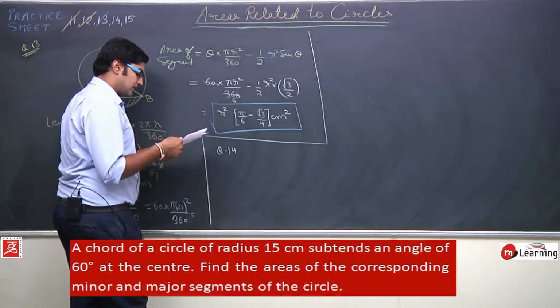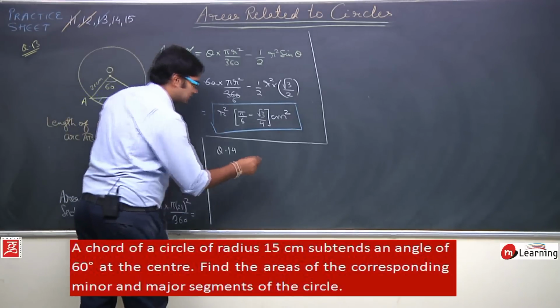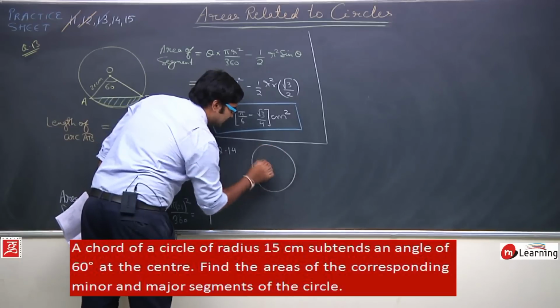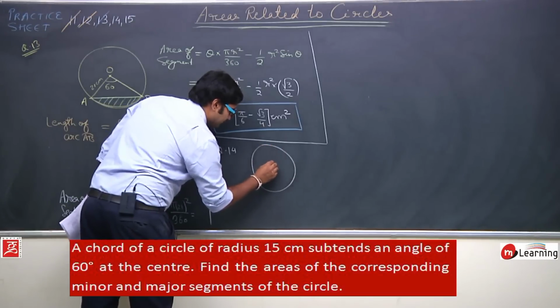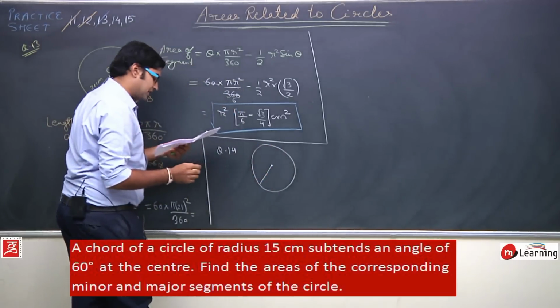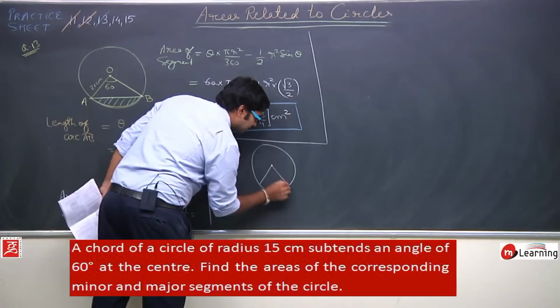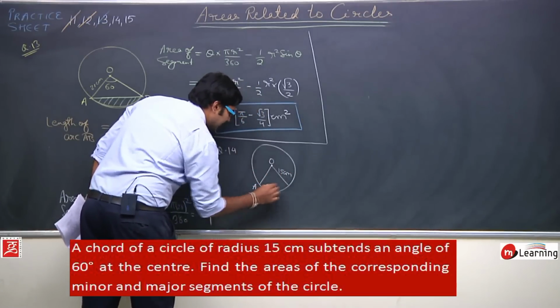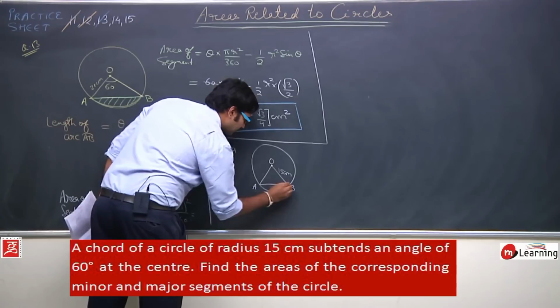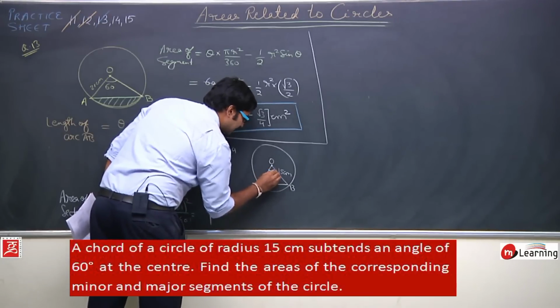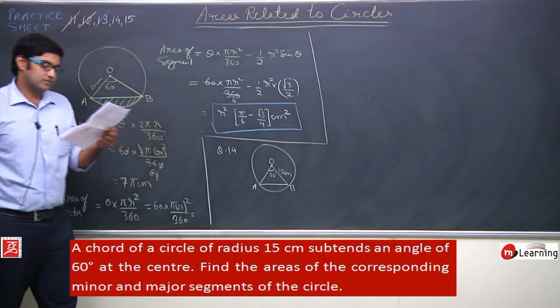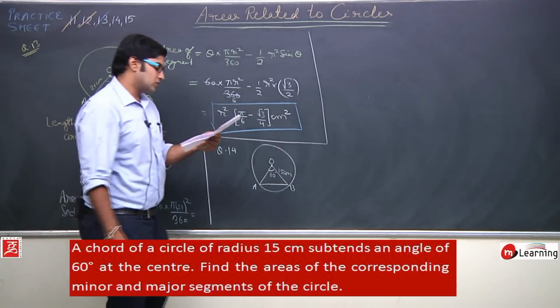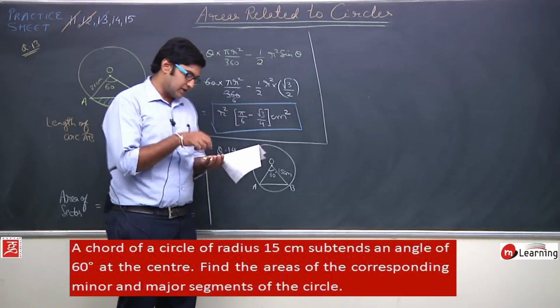There is a chord of a circle of radius 15 centimeters, and it subtends an angle of 60 degrees at the center. This is 15 centimeters, this is O, this is A, this is B. Find the areas of the corresponding major and minor segments.